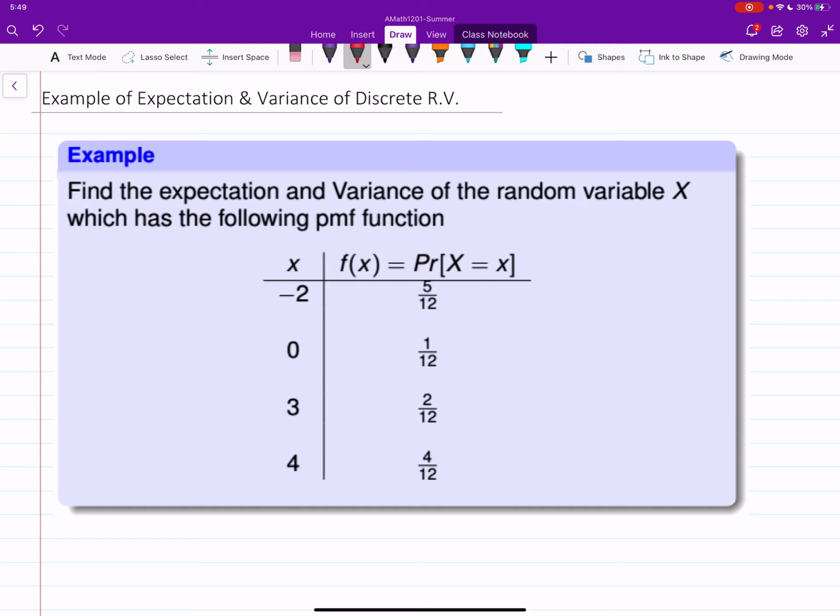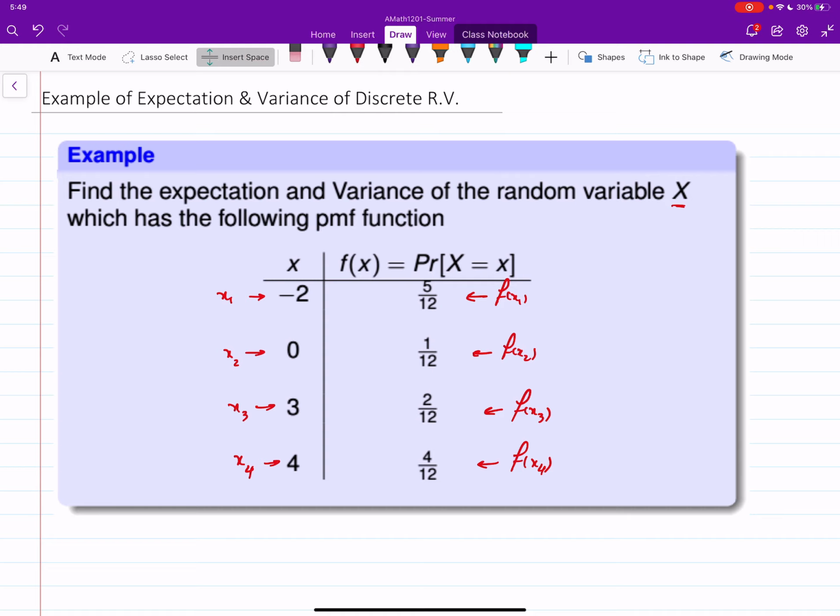Here the random variable is given, and the PMF, probability mass function, is also given. These are the values of that random variable, and these are the values of the PMF. So this is f of x1, f of x2, f of x3, and f of x4. Now, the question is, what is the expectation and variance?